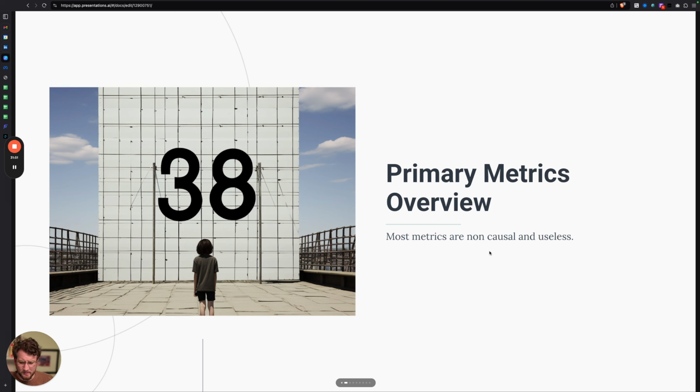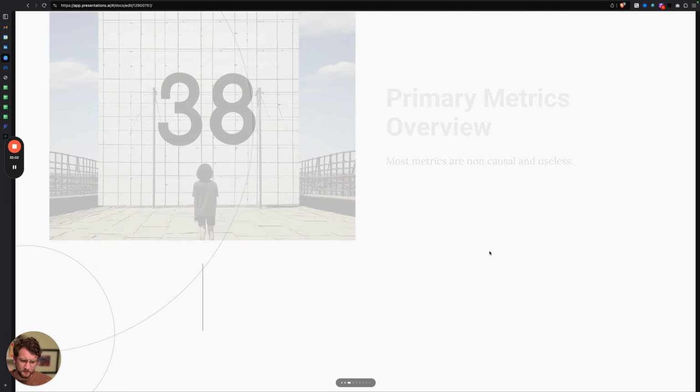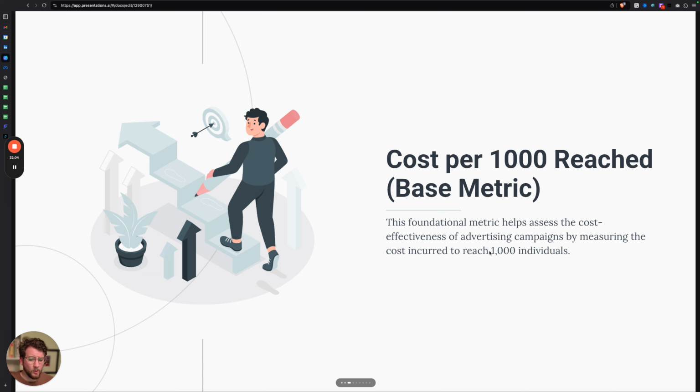Take CPM, for example. CPM is a very important metric, but it's extremely relative to a million different things. It's absolutely absurd. So most metrics don't matter. It's a lot of noise in there. Let's talk about one of the ones that do matter.